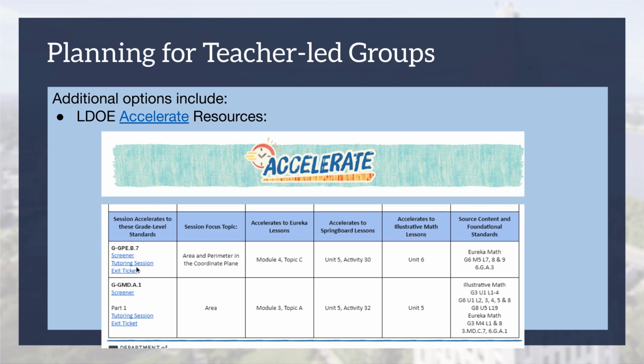The tutoring session involves a slide deck where you go through things based on the standard to help students with area and perimeter in the coordinate plane. And so then after you're done doing that small group with the teacher leading it, then you can have the students practice or move to another small group. And then at the end of the class, you can have those students, or whichever students you have working on the standard, complete the exit ticket to see if they have a better understanding of the skill.